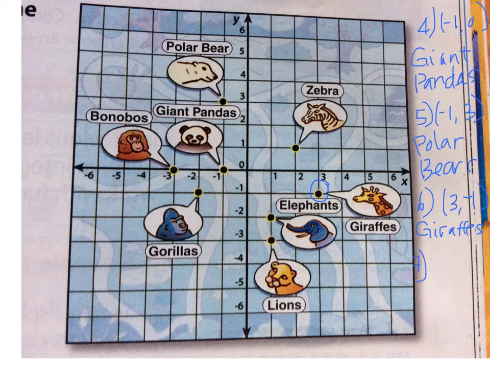Number 7. We have 1, -3. So we go to the right 1 space, and then we go down 3 to the lions. If we went down 2, we would end up at elephants, but we're going down 3 to the lions. Okay? Number 8 is asking us to find gorillas. And what is the ordered pair for gorillas?